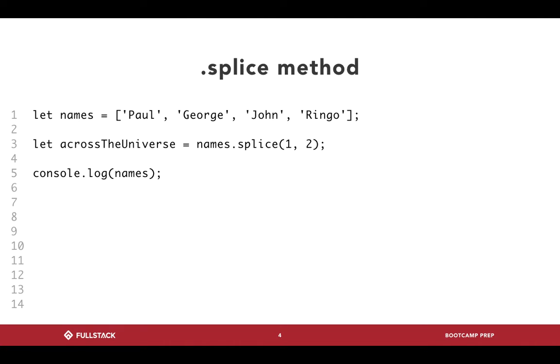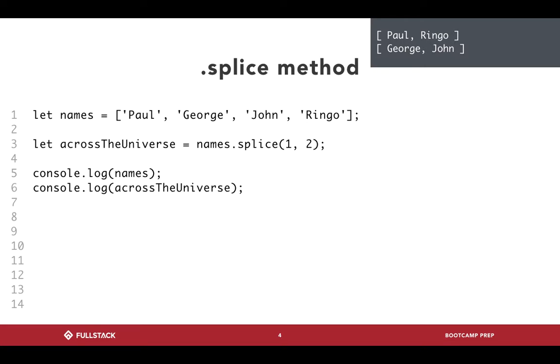Okay, so same thing here. If I was to say, let's have the four members of the Beatles, let's start at index 1, which is George, and let's take away two things. Then I'm taking away both George and John, so the two middle elements. And once again, my original array is now shortened by two elements.